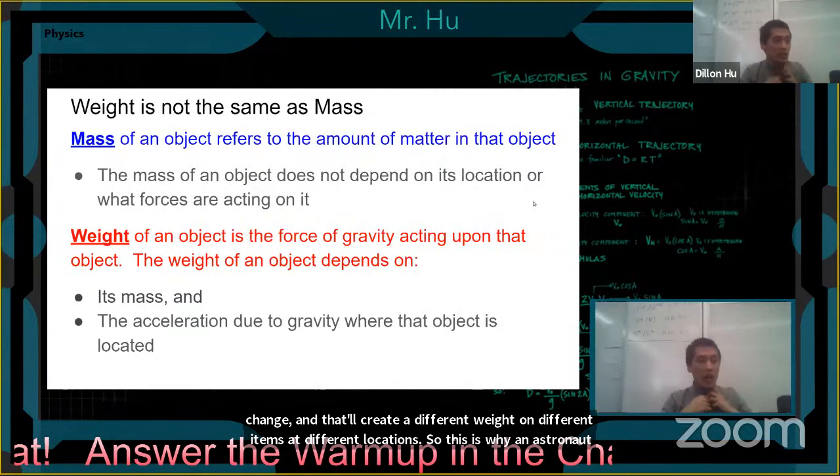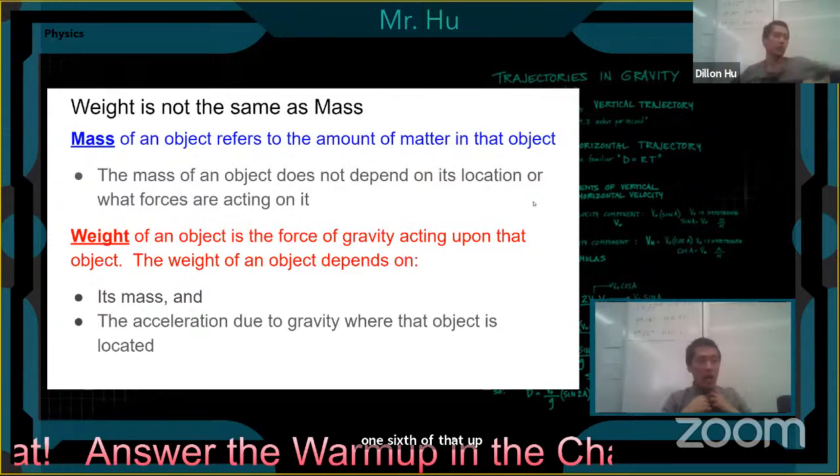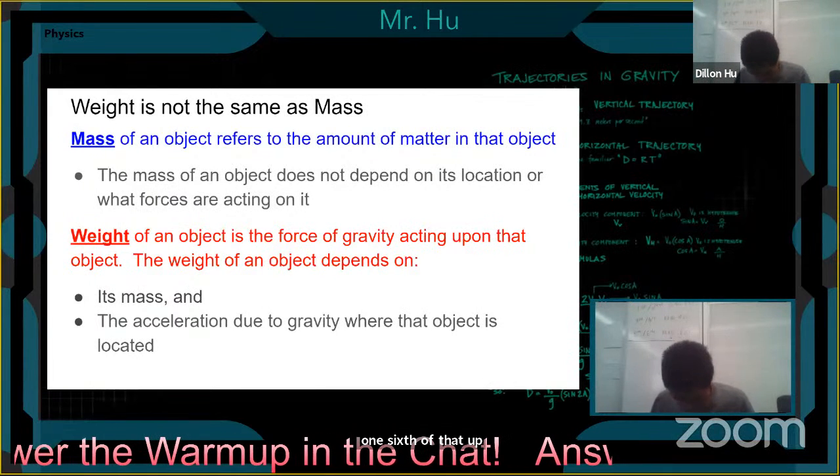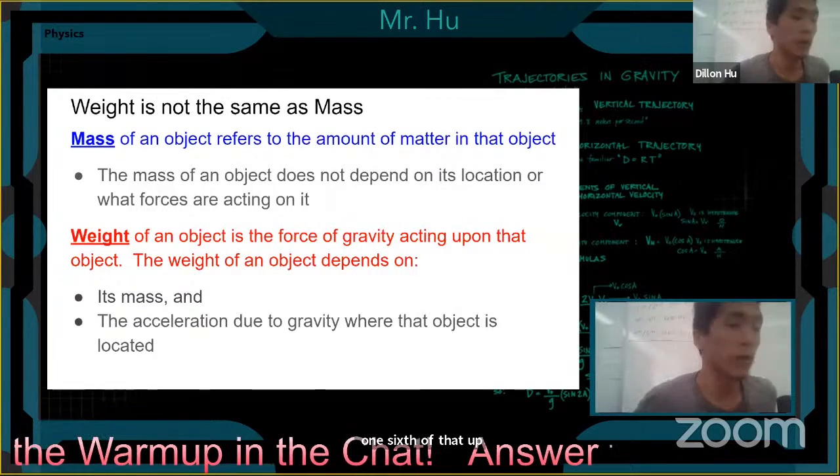Whereas the mass of an object is just how much physical stuff it has, which remains unchanged wherever you are. That is very important.